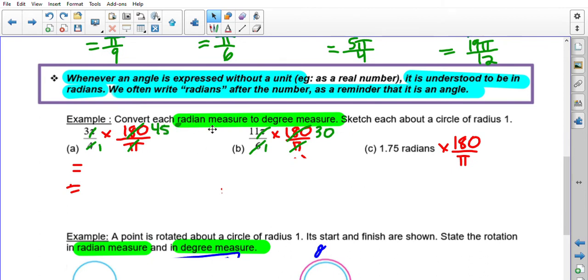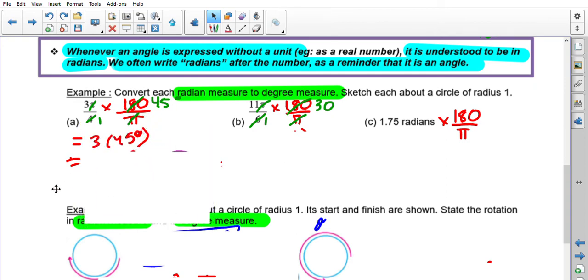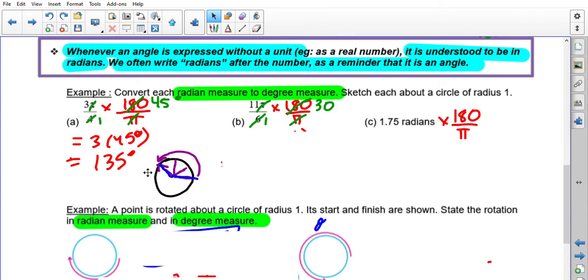All right, we are going to convert each radian measure to degree measure and then sketch it on a circle of radius 1. So these are in radians. We can already tell with the pi form. So we're multiplying by 180 over pi. So you should start canceling things out right away. So for example, I know 180 divided by 4 is 45. So that's why I canceled out here 45. Okay. The pi's here are going to cancel out. So I'm going to be left with 3 times 45. And that's 135 degrees.